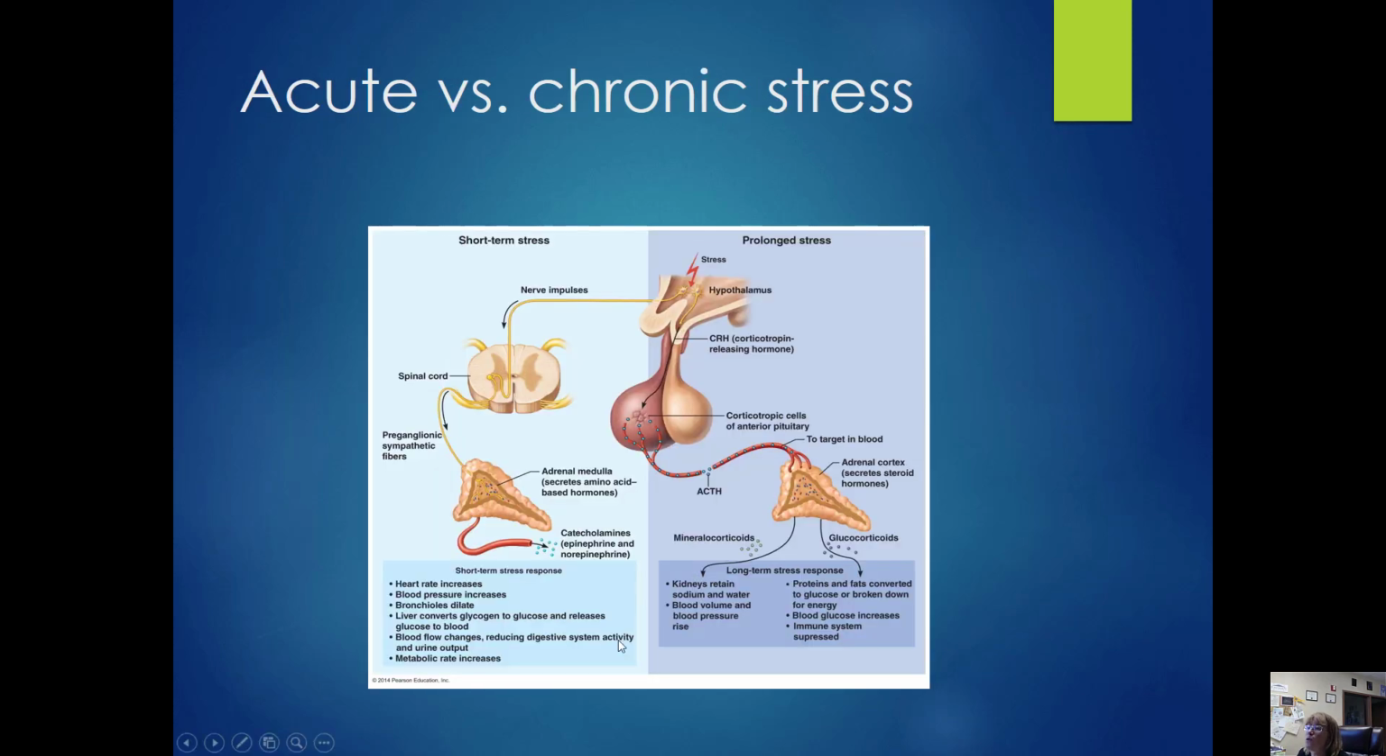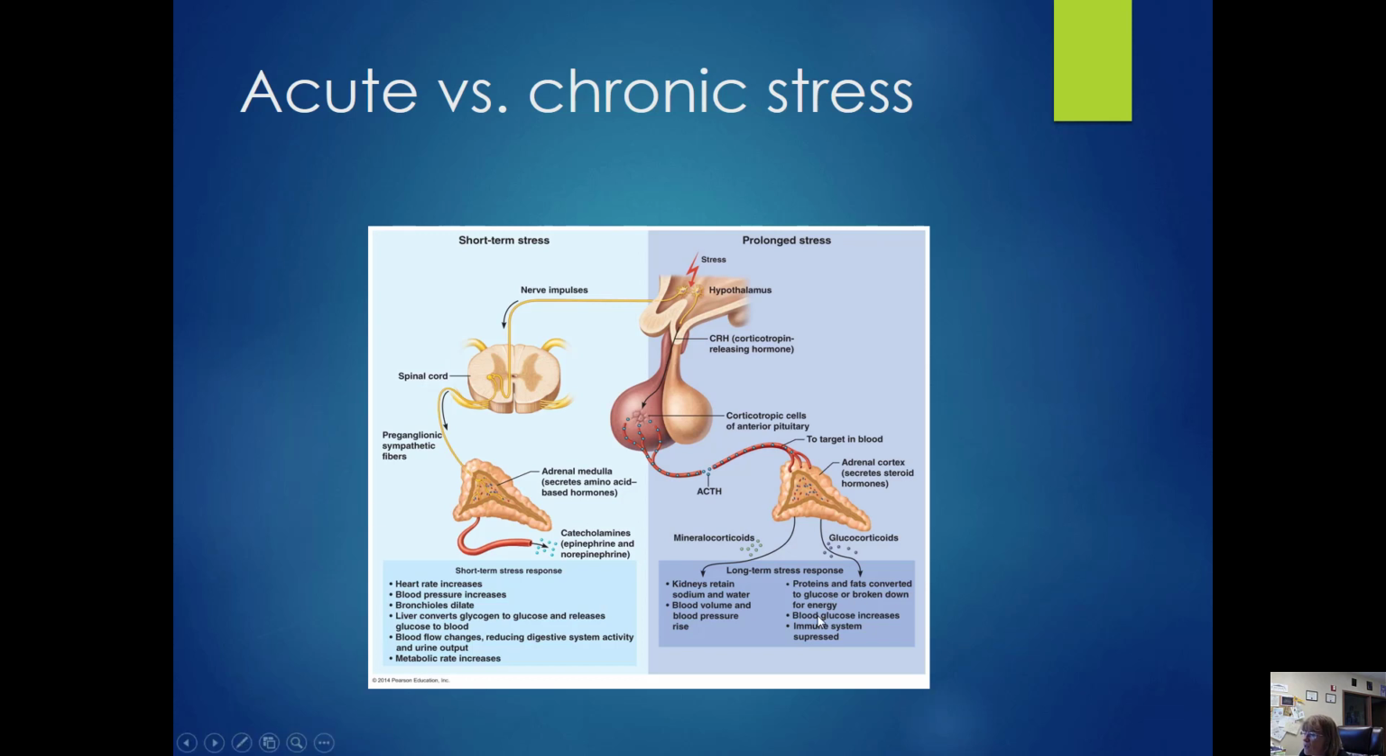Here just shows the difference between short-term stress and long-term stress. So short-term stress, sympathetic stimulation, here's what's going to happen with the release of the catecholamines. And then long-term stress, either the mineralocorticoids or glucocorticoids. Either we're going to raise blood sodium levels or we're going to raise blood glucose levels. That's really what it's all about.